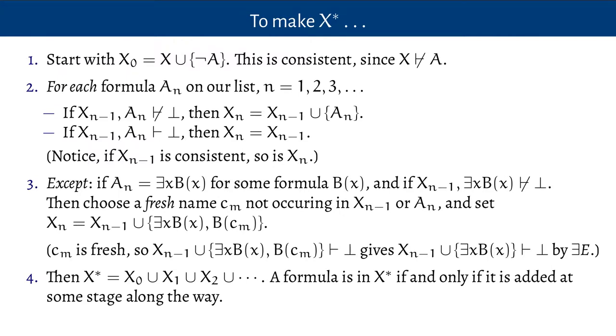Now, this process is highly specific to the order that I consider the formulas in. My original set X here might say nothing about whether P is true or P isn't true for some given formula P. And both of them would be consistent with it. And then it's just a question of which of P and not P is considered first?